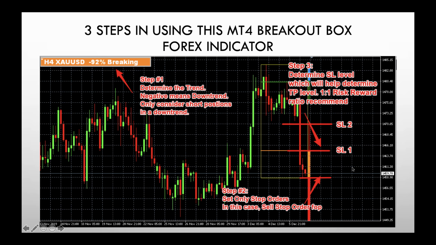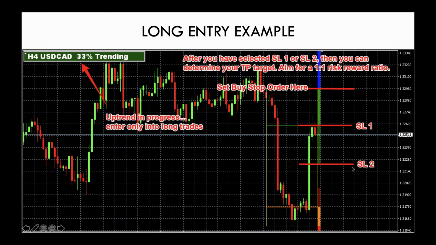Okay. Now this is a long entry example. In this example, we have USD CAD on a H4 time frame, and if it's on 33% trending, it just means that this is on an uptrend. And if it's on the uptrend, the next step is to set a buy stop right at the edge of the box on the top side, and after that select the stop loss level.